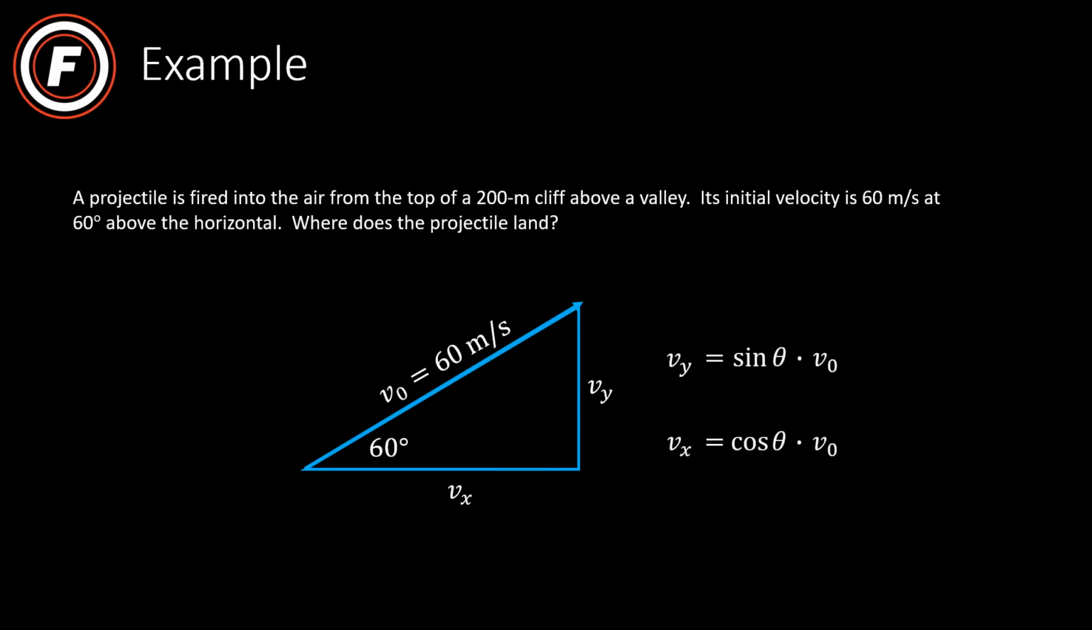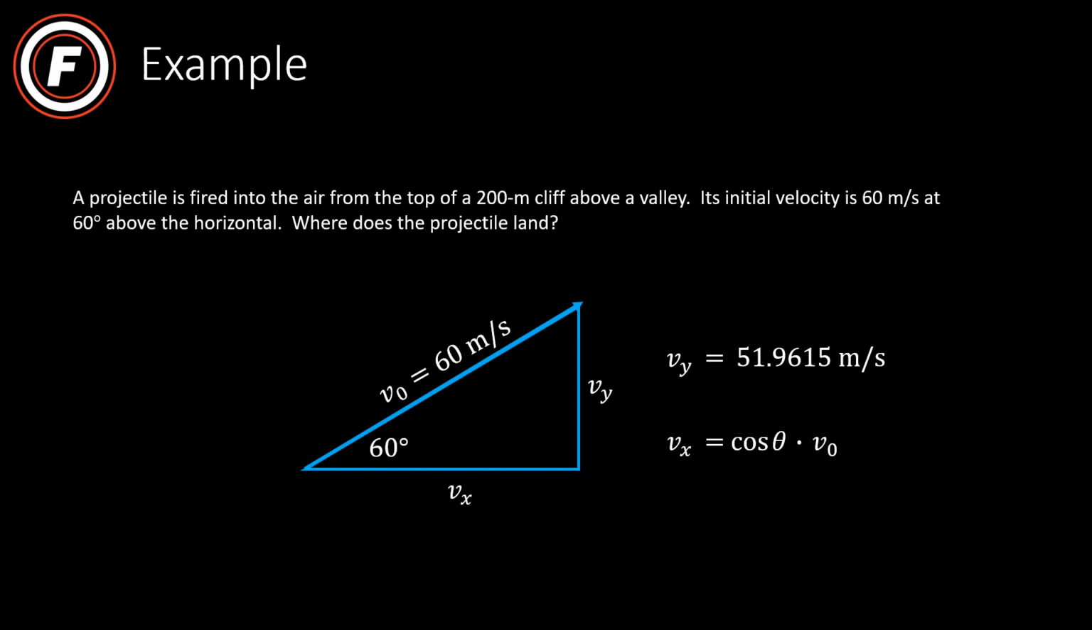First up, Vy. Plug 60 degrees in for theta and 60 meters per second in for V0. Check to ensure your calculator is in degree mode, then multiply the two together. Vy equals 51.9615 meters per second. If this were my final answer, I would round it to 52 meters per second. However, I like to keep at least 4 decimal places more than I think I need for in-between calculations.